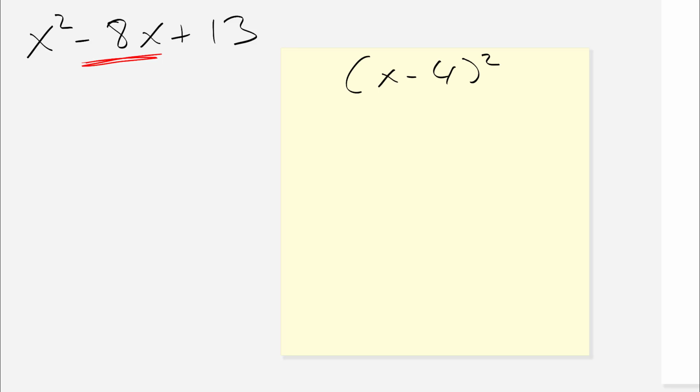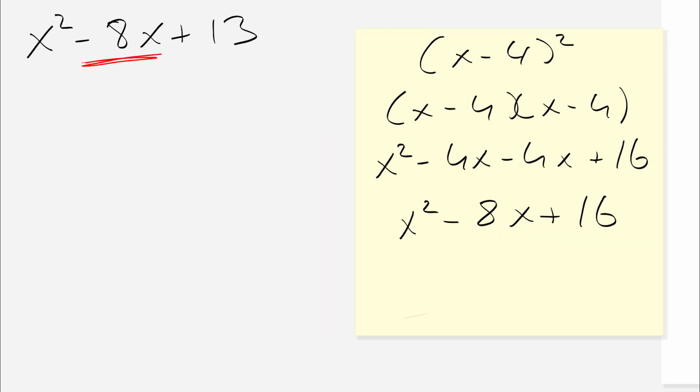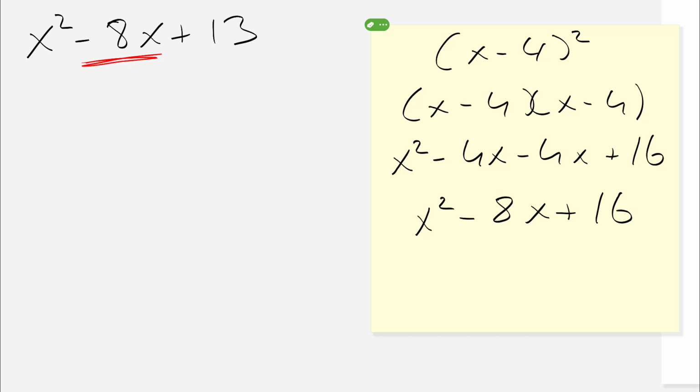And I go to my rough work and I'll just work that out again and take my time. So I've got my x squared minus 8x plus 16. So this is the associated perfect square. So I'm going to rewrite the expression on the left here as x squared minus 8x plus 16.